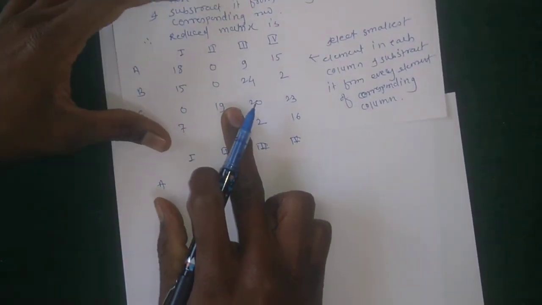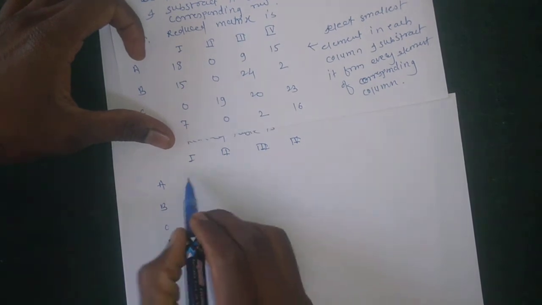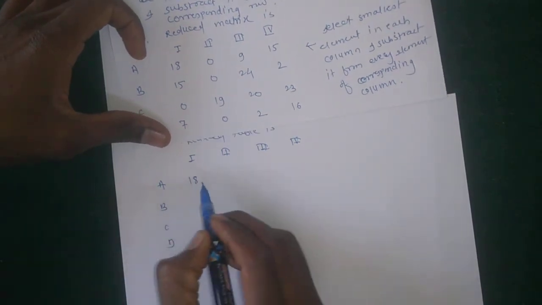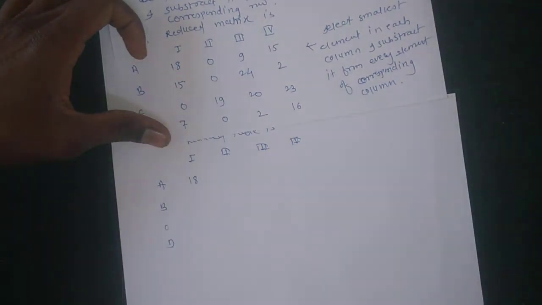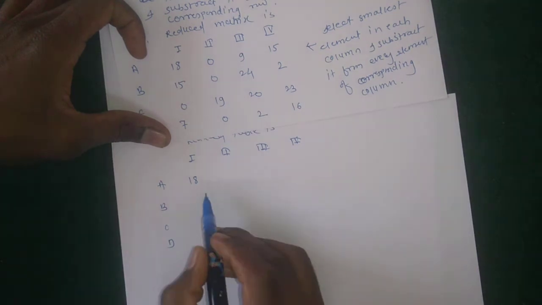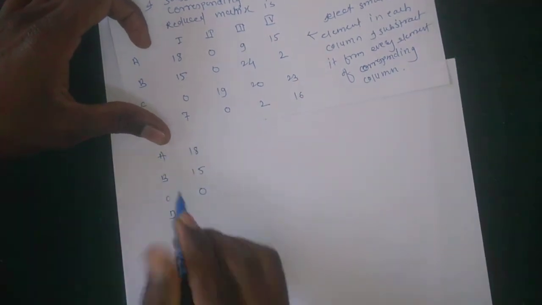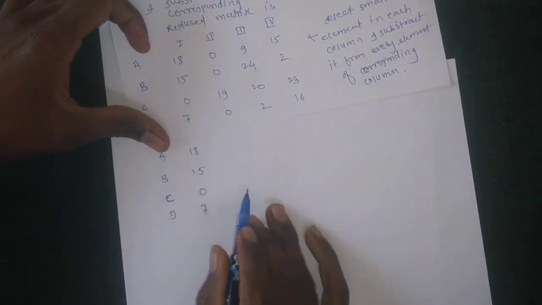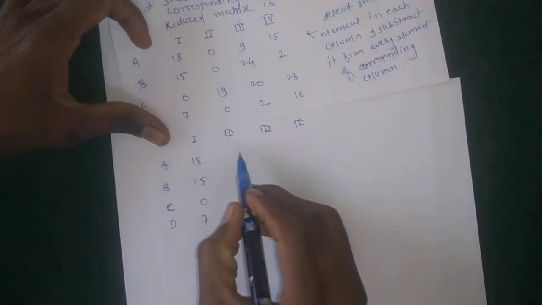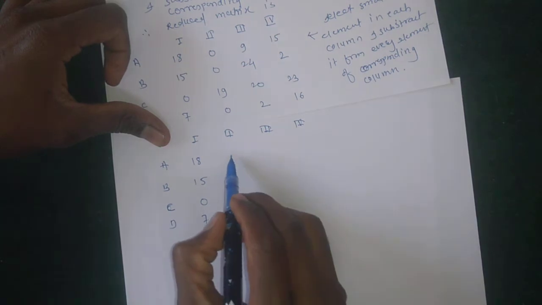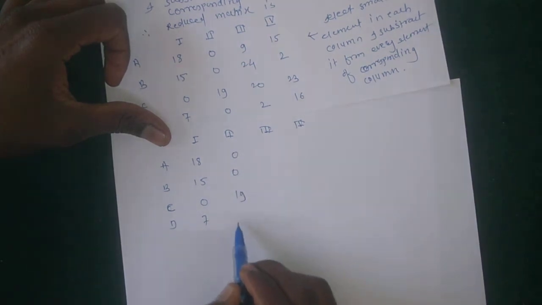In the first column the smallest element is 0, so this column is written as it is, because subtracting 0 from every element leaves those elements unchanged. 18 minus 0 is 18, 15 minus 0 is 15, 0 minus 0 is 0, and 7 minus 0 is 7. Similarly, the second column also has smallest element 0, therefore it stays the same.